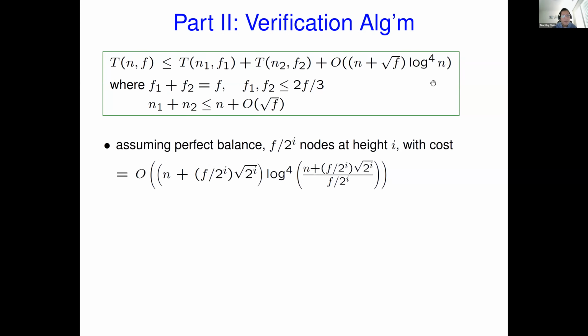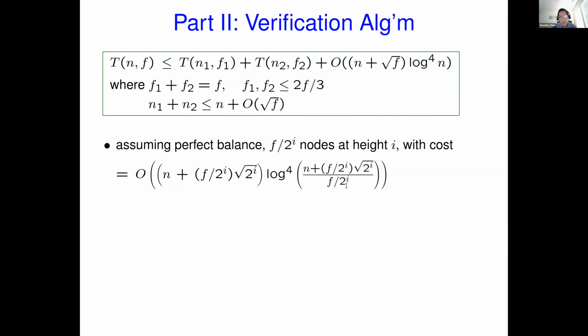And if you want an intuitive explanation, maybe you could look at the ideal case where everything is perfectly balanced. Then at height i of the recursion tree, you have f over 2 to the i nodes with number of triangles being 2 to the i. And then the n plus root f term sums to the global n plus the global f over 2 to the i times square root of 2 to the i. And the polylog n term will become polylog of this divided by the number of nodes, f over 2 to the i. So that's the average n for the nodes at that height.